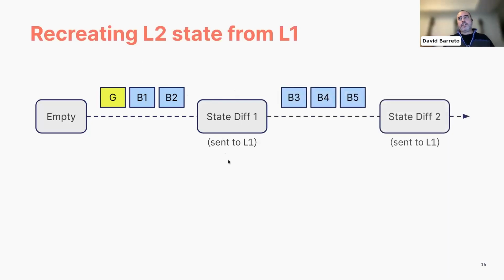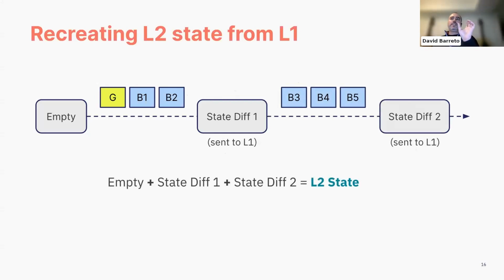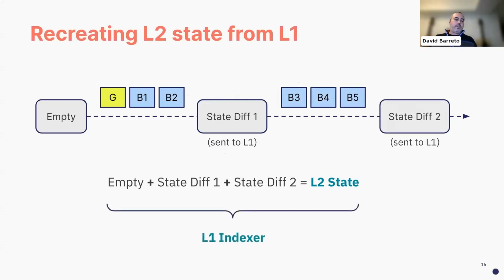Obviously, more blocks on layer 2 are produced, and then sometime after, we send another validity proof for this new set of blocks and a new set of transactions for data availability, the new state difference. So you can see that if you take all these things that are sent to L1, all these state changes, you can actually reconstruct the layer 2 state just by applying the state differences on top of one another in order. And that's the role of a layer 1 indexer. So if Starknet actually disappears tomorrow, you will be able to recreate the current state of the network just by indexing data from layer 1.